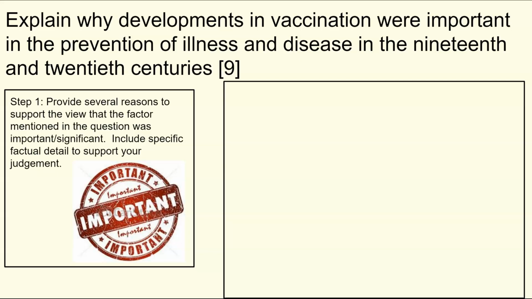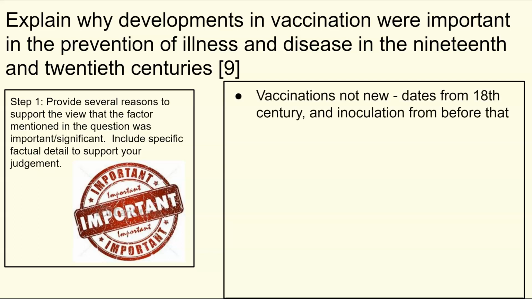So on to our step 1, which can also be seen as our paragraph 1. Here are some of the things that we want to begin to talk about. So first of all, you would want to introduce to the examiner that you understand that vaccinations were not new. This question is asking about the developments in vaccinations for the 19th and 20th centuries. So you do not want to spend long on this point because it is not relevant to the time period. But what this does is it provides the examiner evidence that you have got contextual knowledge.